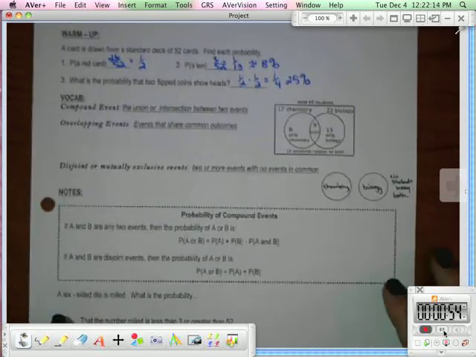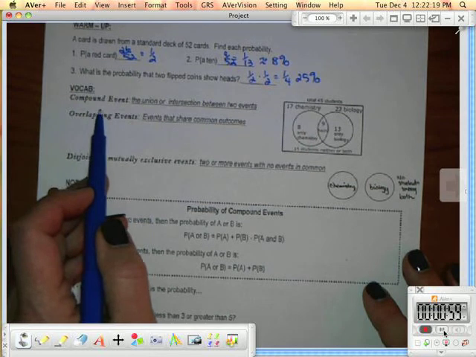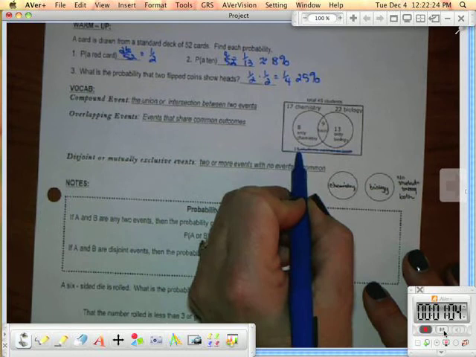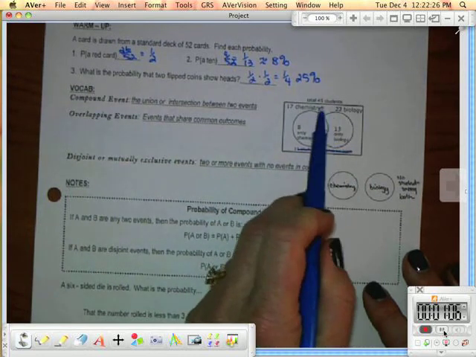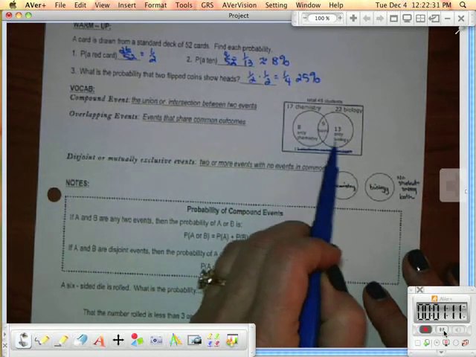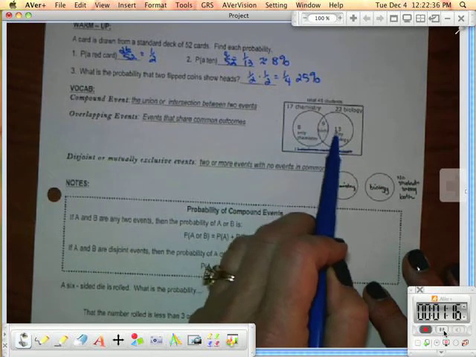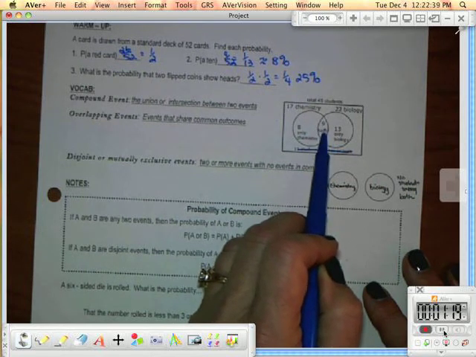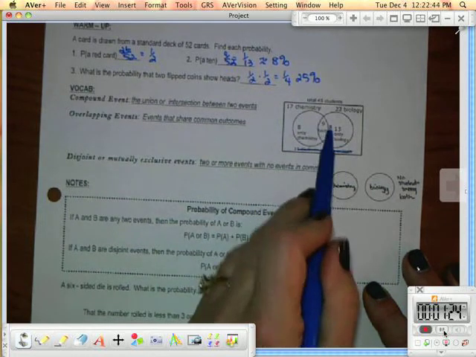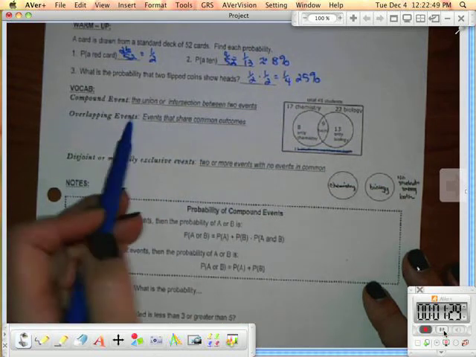All right, we're going to look at some different types of events occurring in probability. You could have a compound event, which is the union or intersection of 2 events. For example, if you had 45 students and 17 of them were taking chemistry, 22 were taking biology, and 9 of them are taking both chemistry and biology. This would be an overlapping event, or a compound event, and we could determine the probability of that occurring based on this information. Events that share the same common outputs, overlapping events, are compound events.